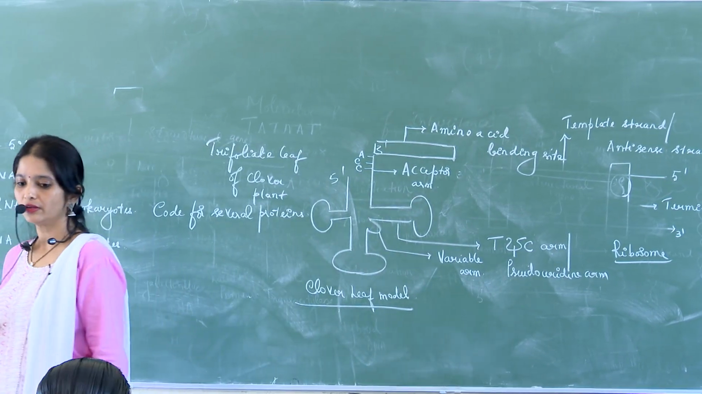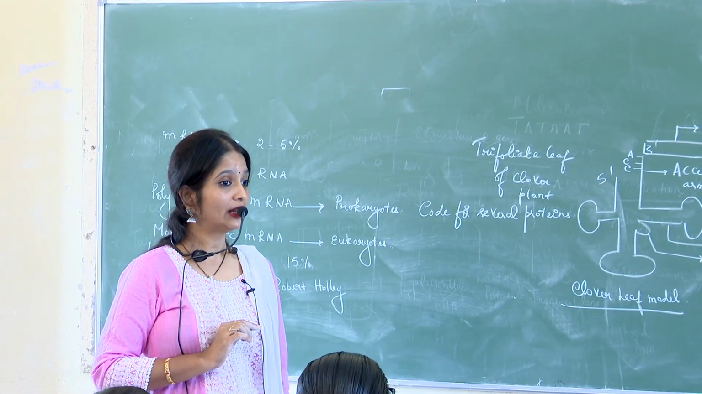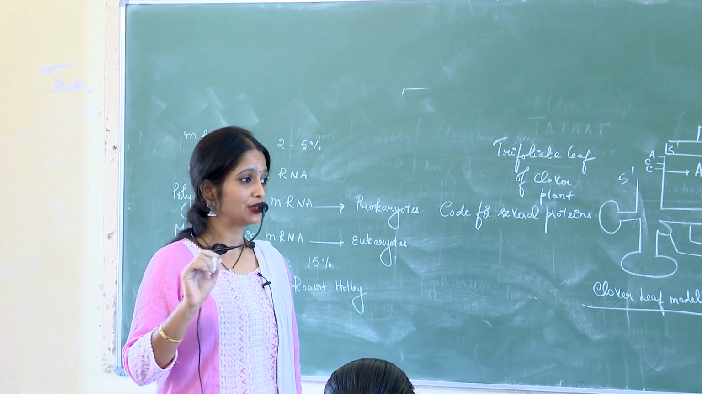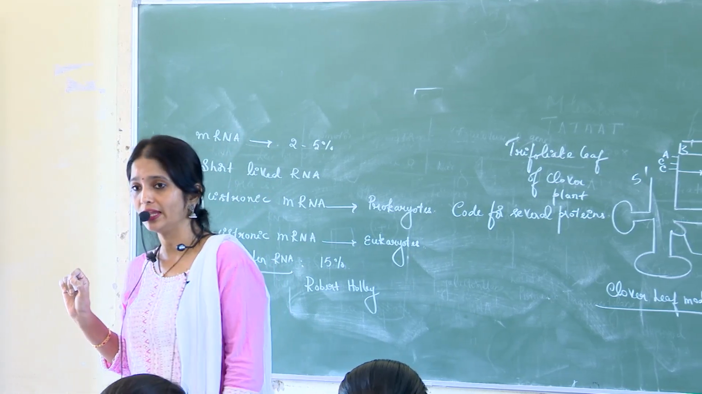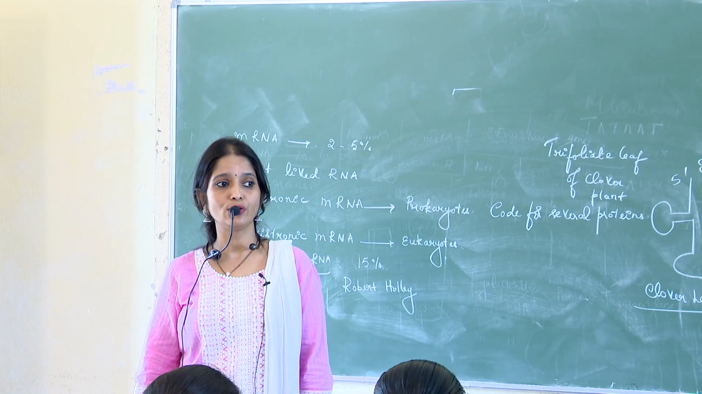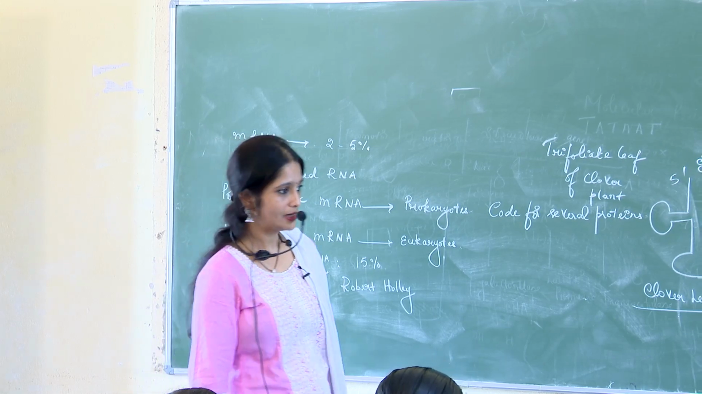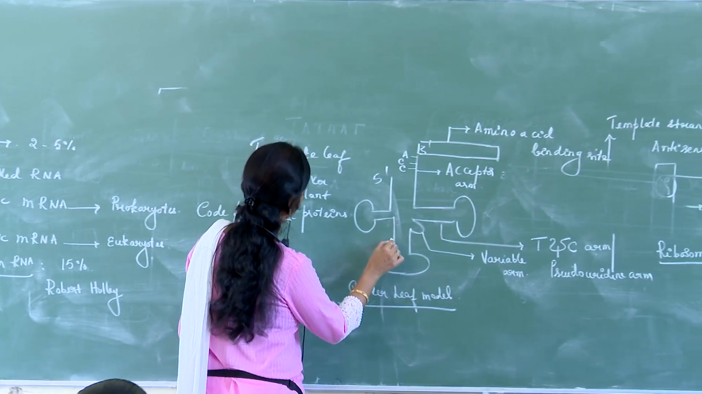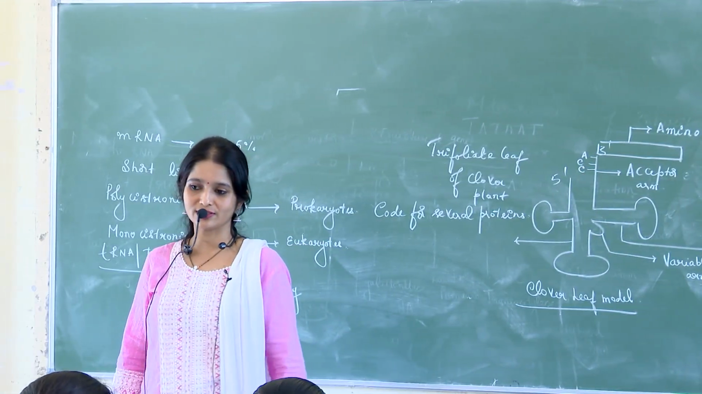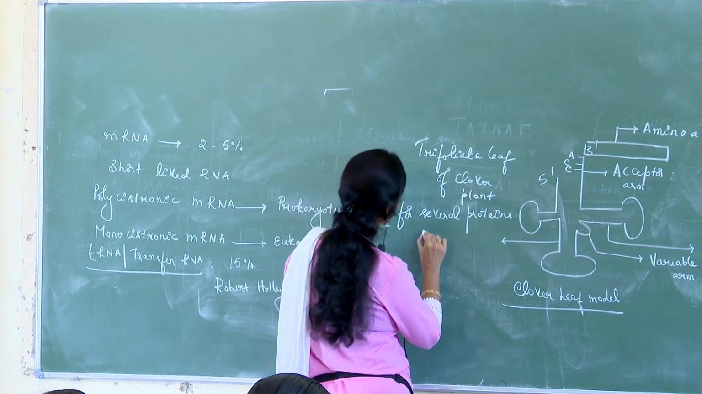The third arm is known as the variable arm. Now the variable arm is not present in all tRNAs. This is present only in a few tRNAs and the function of the variable arm is still unknown. Its function has not yet been discovered, right? Yes. The next arm, what is this arm? Anticodon arm.